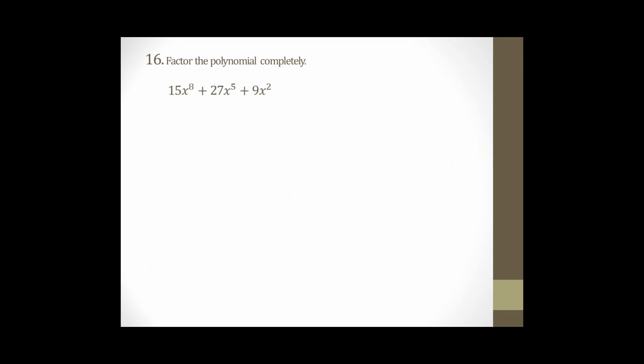Okay, number 16. Factor the polynomial completely. So when we factor a polynomial, we want to always first check and see if we have a greatest common factor or a GCF that we can factor out. So we have 15x to the 8th, 27x to the 5th, and 9x squared. So can anyone out there tell me what the GCF of this polynomial would be?